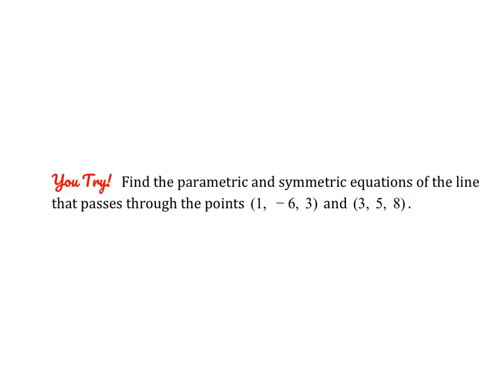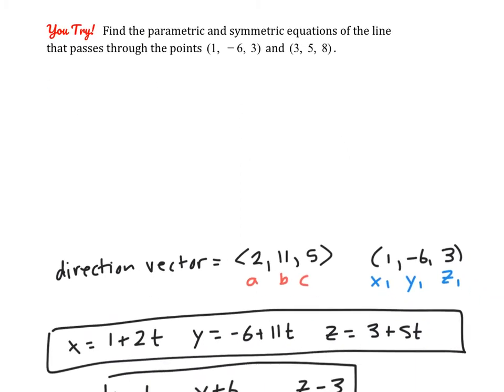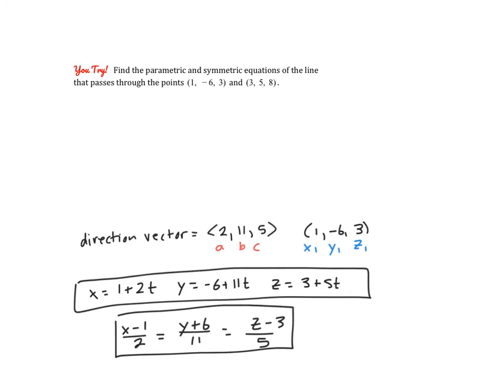All right, go ahead and pause the video and give this one a try. Okay, so remember for this one, you do have to create your own parallel vector, which will essentially just be the component form of this vector. So this is going to be our direction vector, which tells us our A, B, and C values, and we're going to use this as x1, y1, z1. Plug them into your formulas, and you should be good to go.